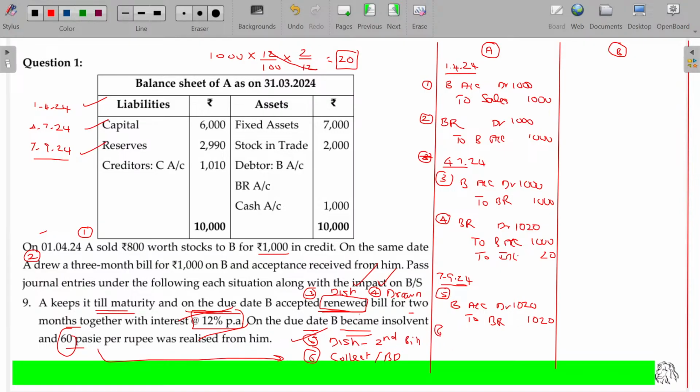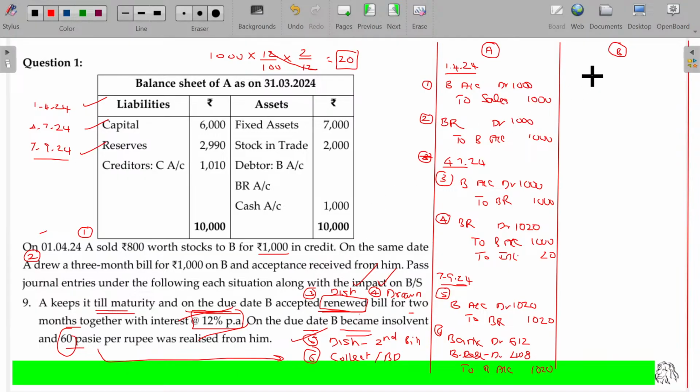So bank account debit. The amount not collected is called bad debt, account debit, to B account, 1020. How much do we collect? Only 60%, 612 we collected. To the extent we have not collected is called bad debt, which is 408. Clear?